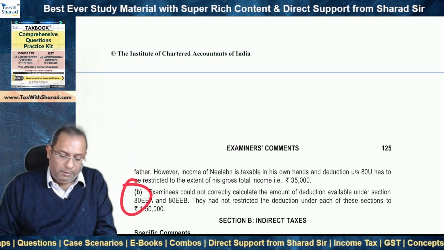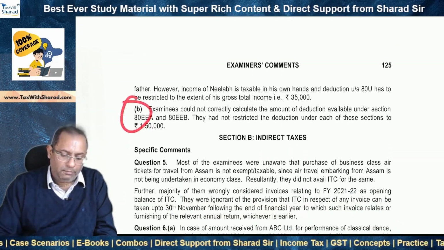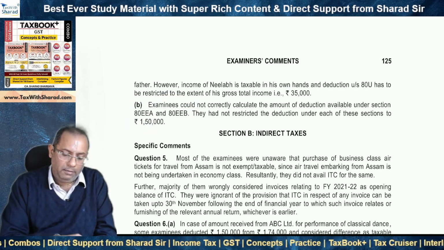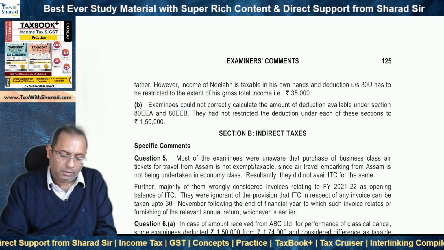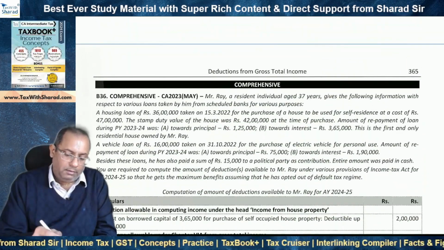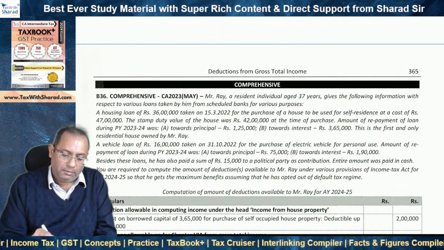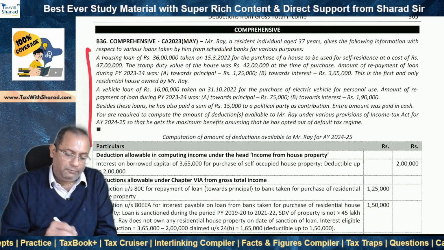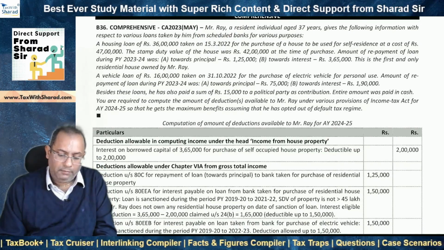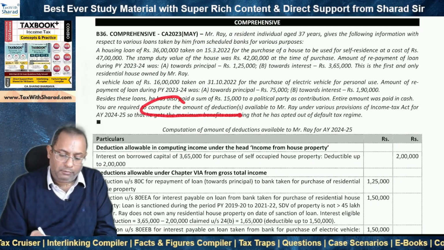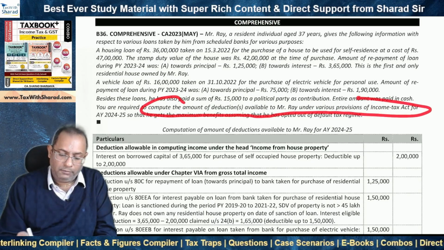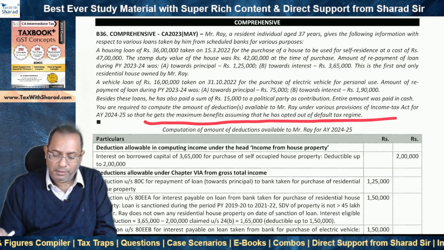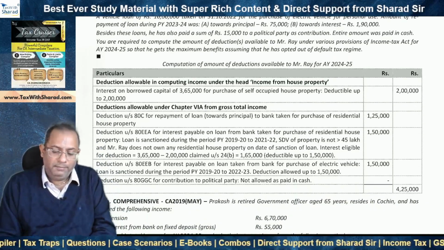Last comment in respect of income tax is on question 4B. This is in relation to sections 80AA and 80EB. Let's see what the question was. CA 23 May. The question was in respect of Mr. Ray, and this information was given in the question, and then we were asked to compute the amount of deductions available to Mr. Ray under various provisions of the Income Tax Act, so that he gets the maximum benefits, assuming that he has opted for the default tax regime under section 115BAC.